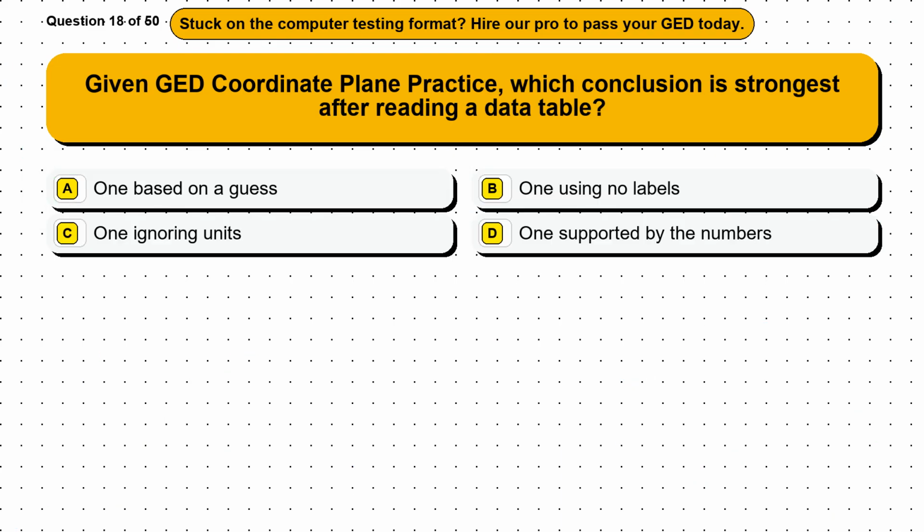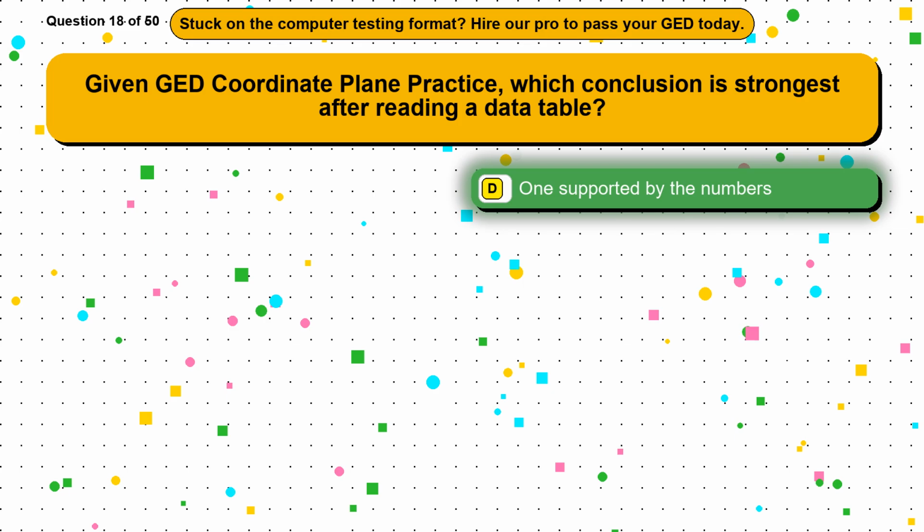Question 18. Given GED Coordinate Plane Practice, which conclusion is strongest after reading a data table? Option A. One based on a guess. Option B. One using no labels. Option C. One ignoring units. Option D. One supported by the numbers. The correct answer is option D. One supported by the numbers.